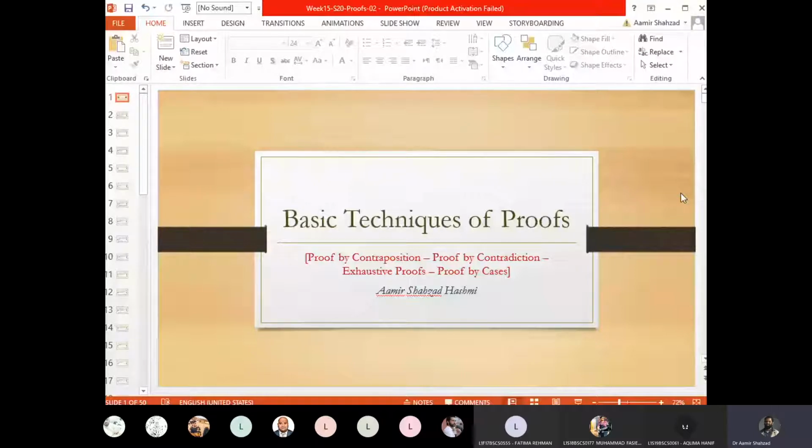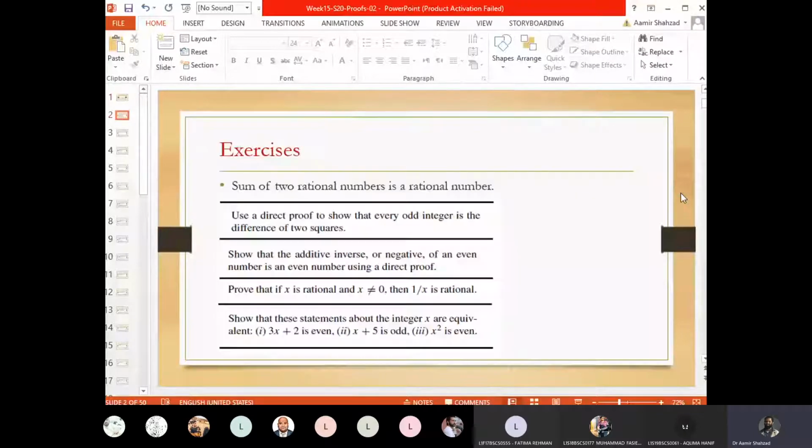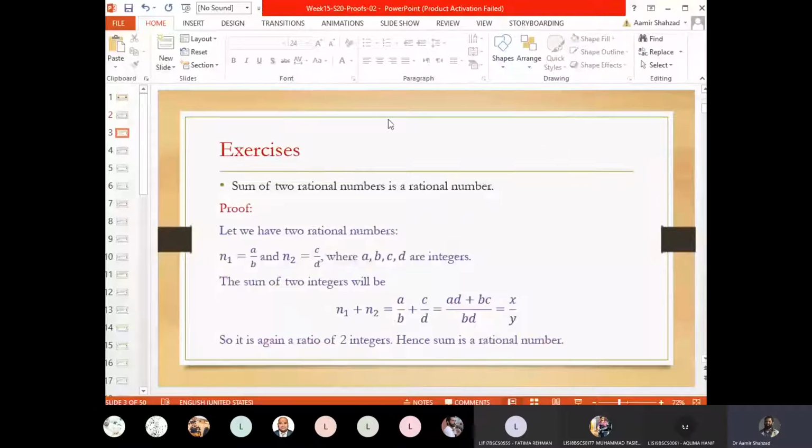So let's start the lecture by solving some more examples of direct proof. These examples were given in the last lecture that you can attempt. Let's try to solve these. So first one is: sum of two rational numbers is a rational number.